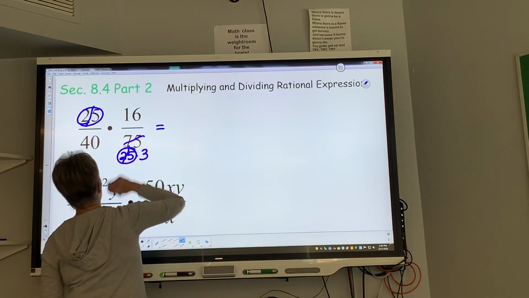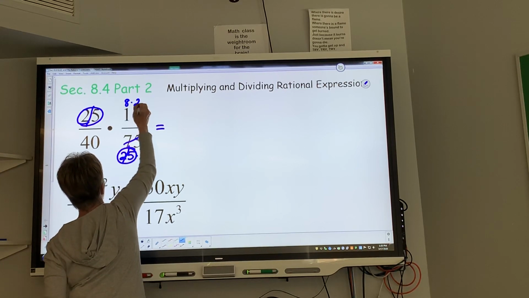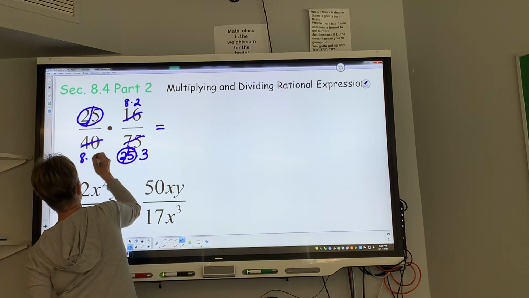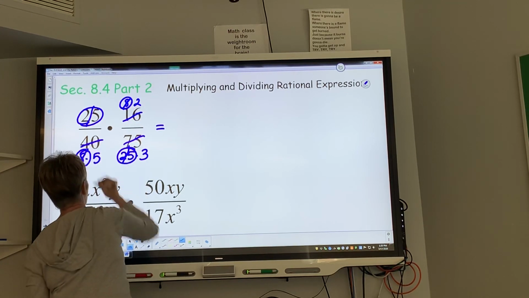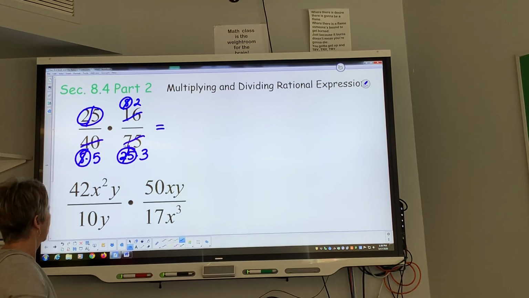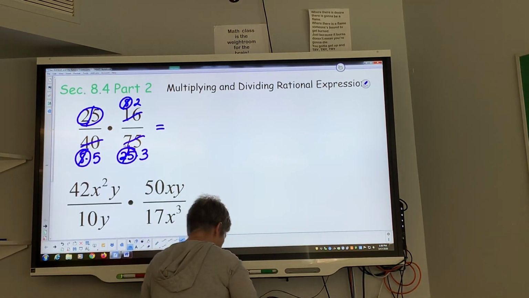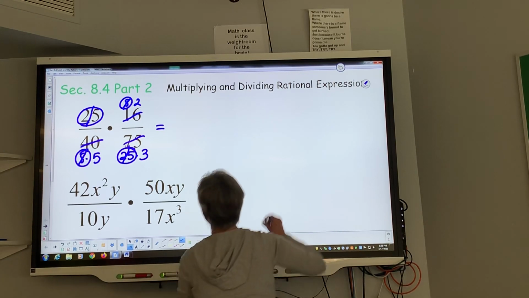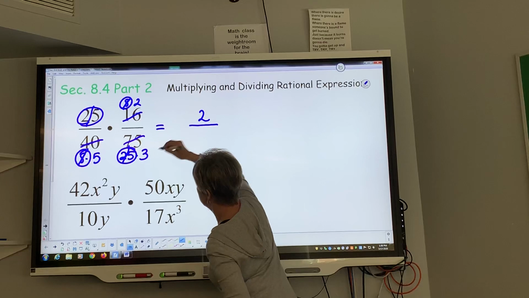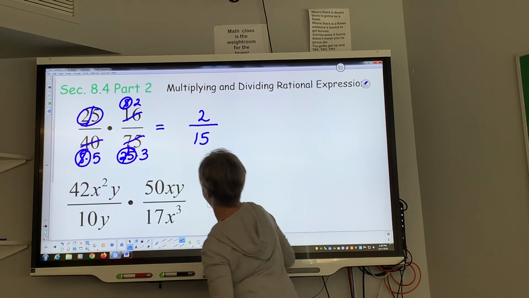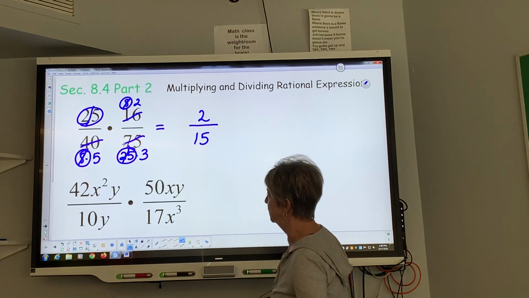I know that 16 is 8 times 2, and 40 is 8 times 5. And now I can take those 8s and pair them up into 1. I don't think there's anything else I can do, so I'm going to multiply now. That's 1 times 2 is 2. In the denominator, 5 times 3 is 15, and there's my final answer, 2 over 15.